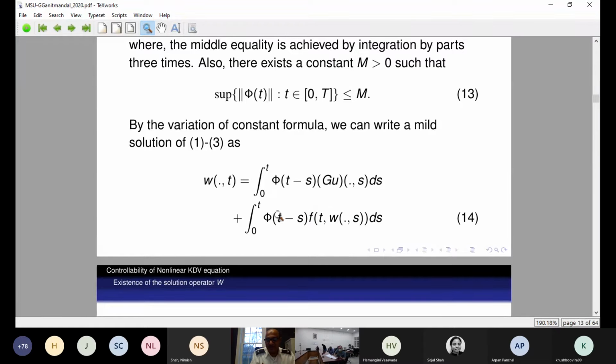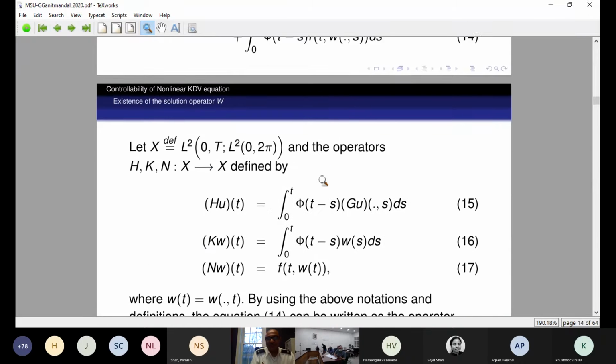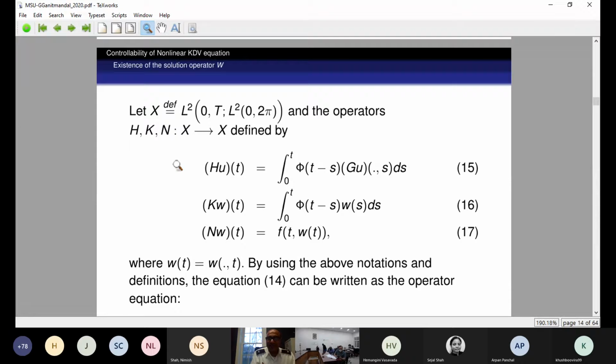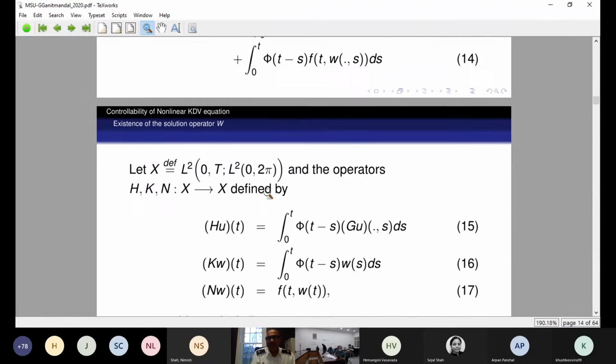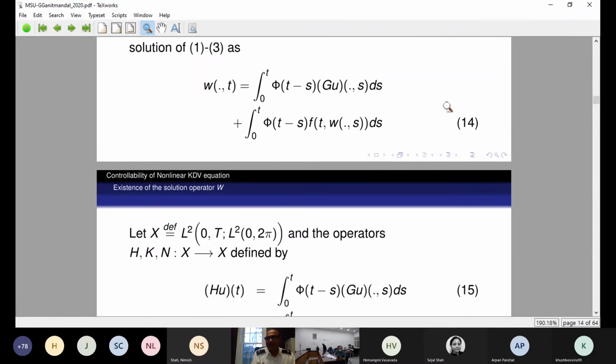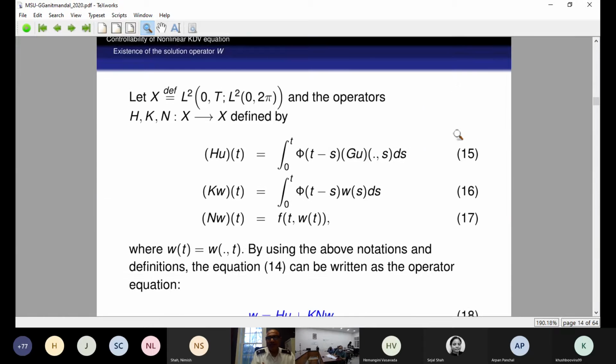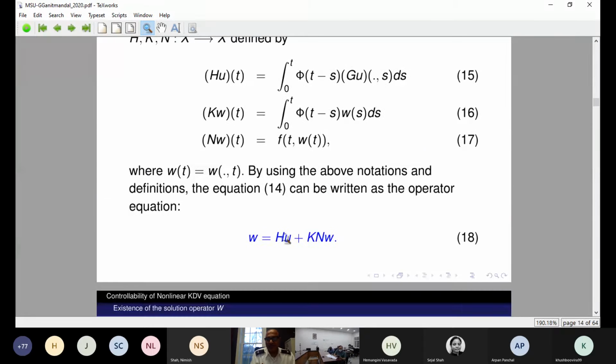Then I would like to define phi(t-s) and f, that is my operator w, k. So this whole one is nothing but just operator Kn. And this is my operator h, something like this. Look over here: h, k, and n are defined like this from X to X. If you plug these values into equation 14, equivalently we can write it in operator form like this: w is equal to hu plus k and w.